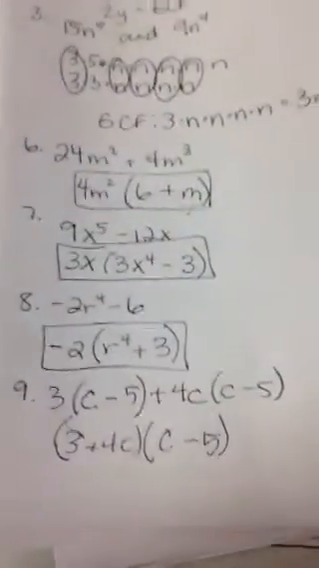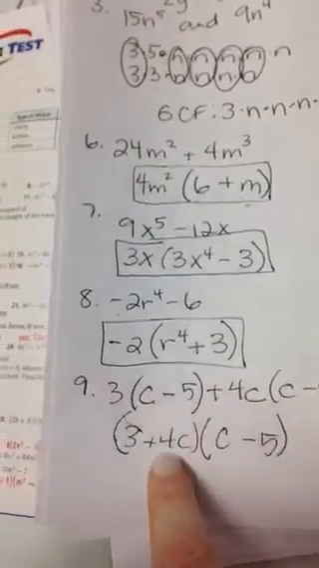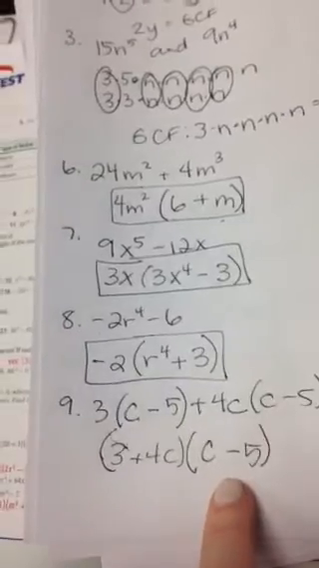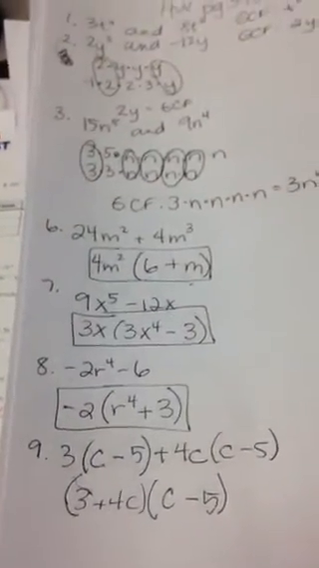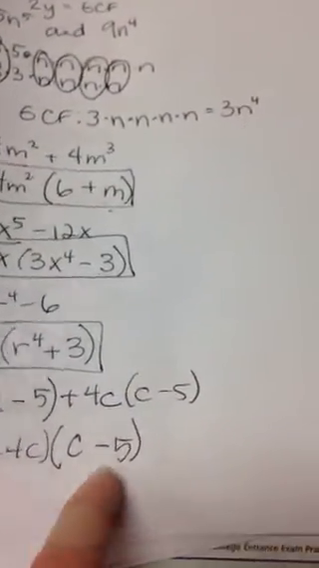Number 9 was already separated for you in the regrouping, so you just had to take this and put it together in one parentheses, and then take what was repeated and put it in the second parentheses. So there it is factored, and if you could do anything else, if this happened to be a difference of 2 squares, then you would do that.